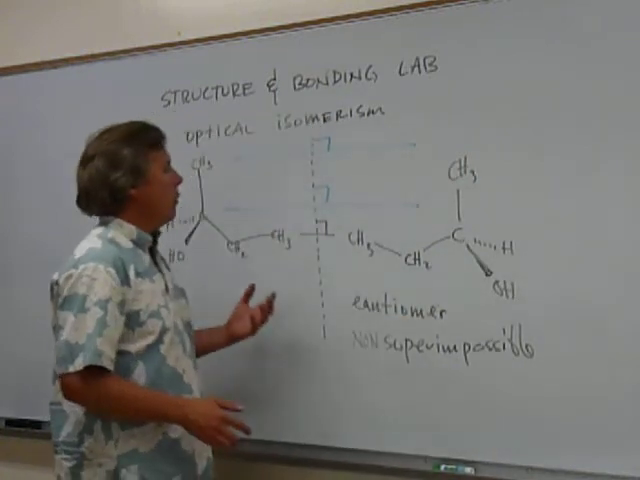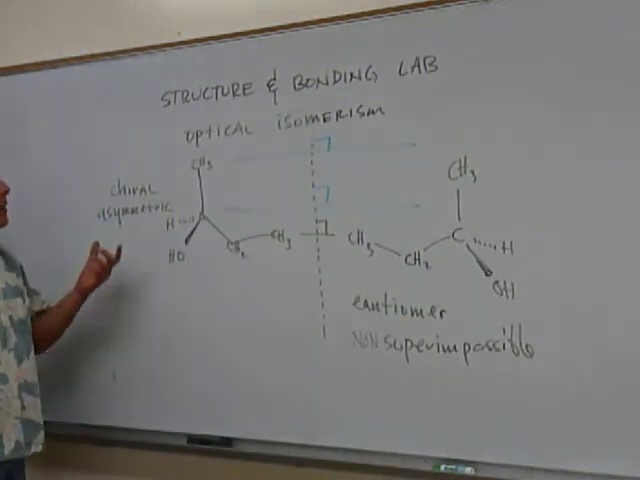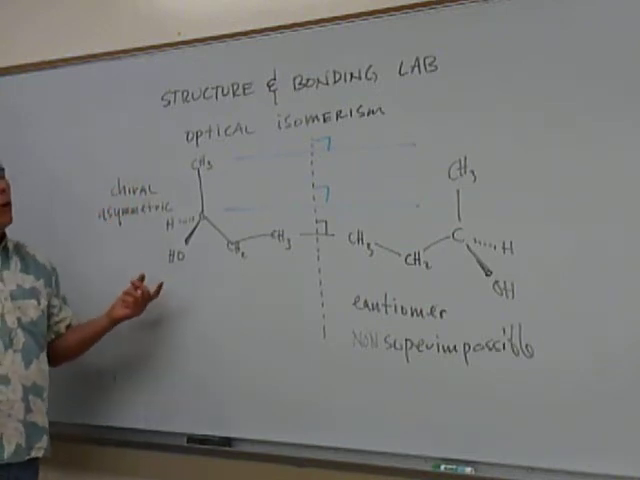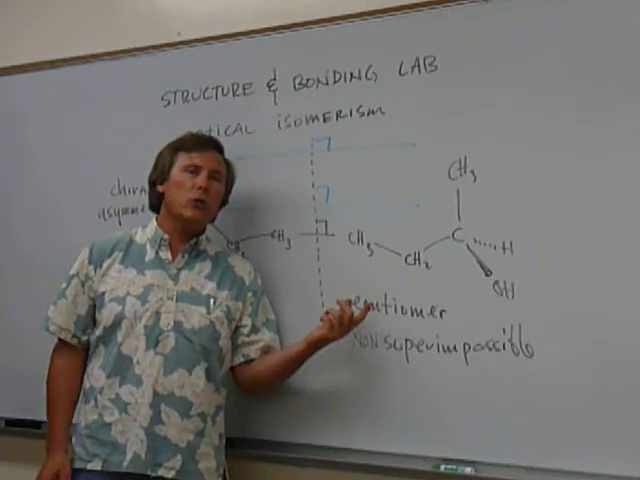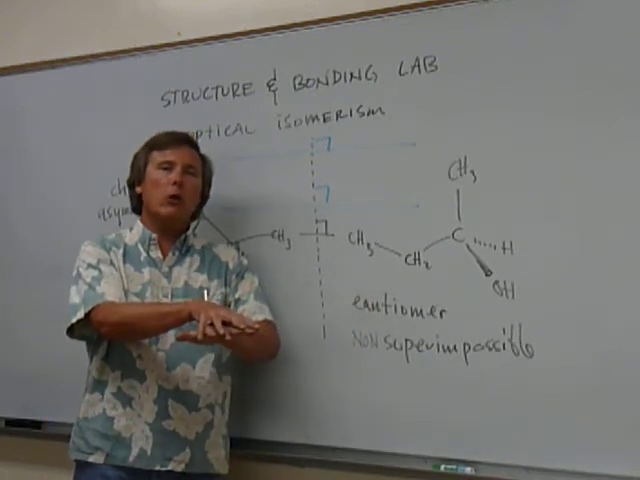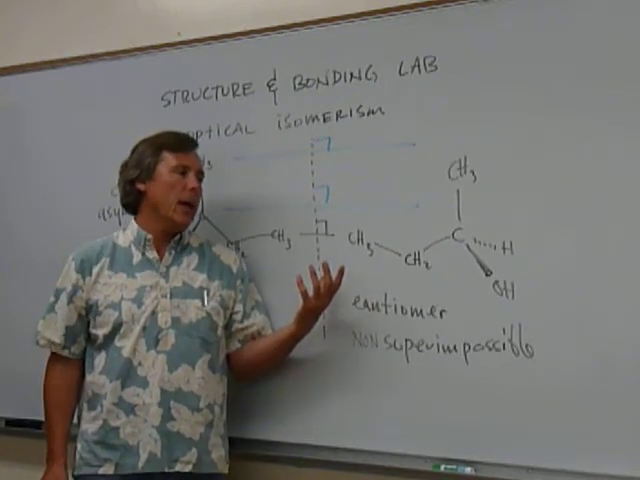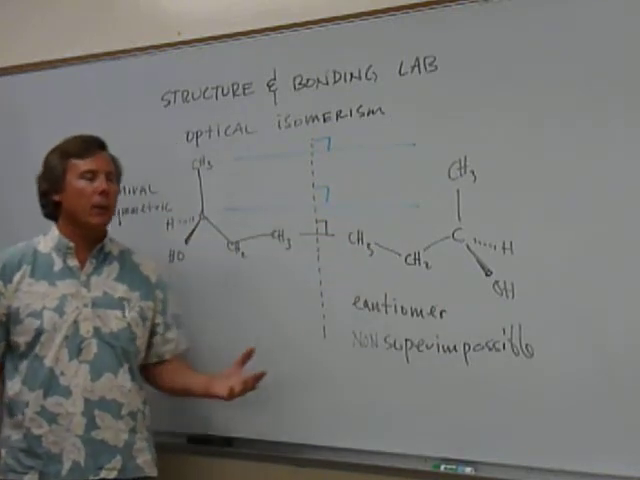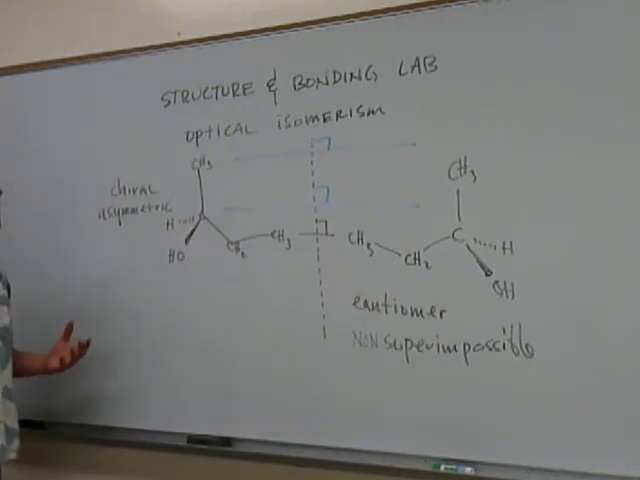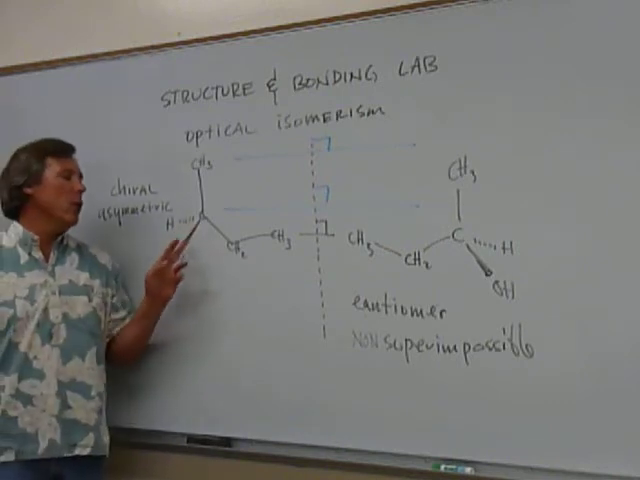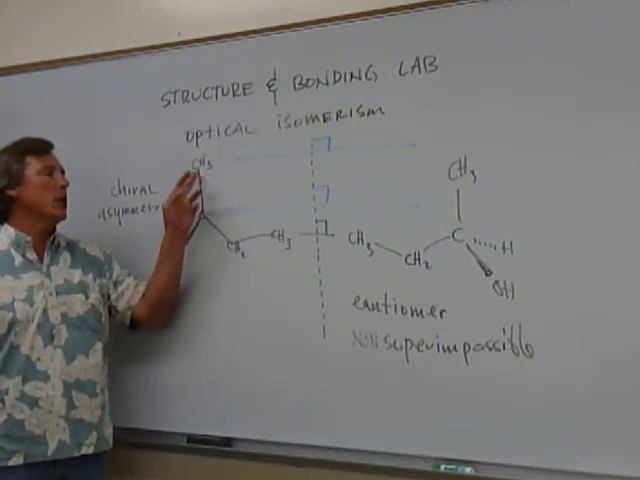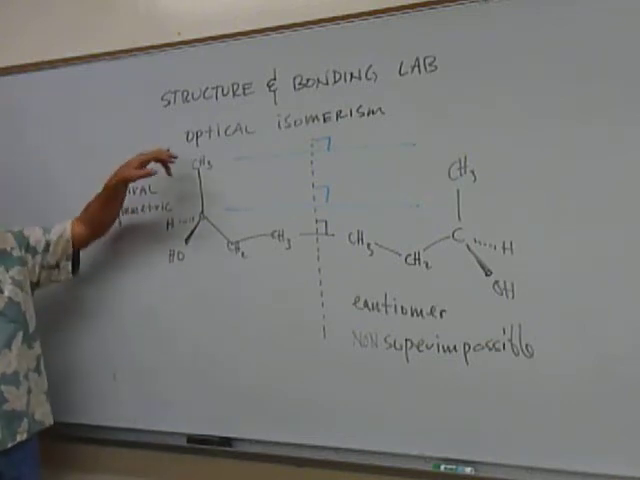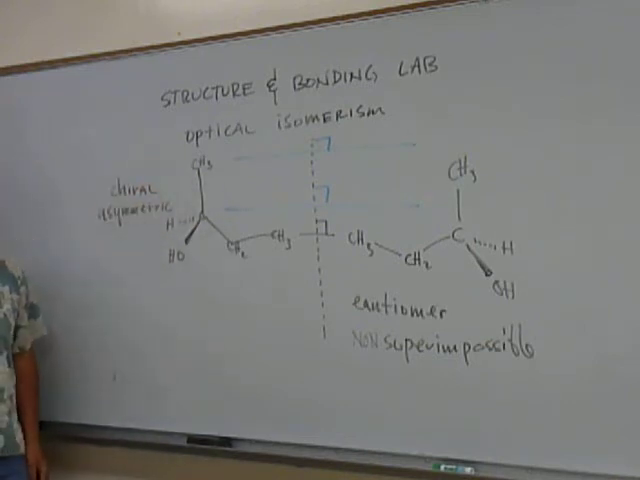So here we have a situation where chiral asymmetric molecules will produce a non-superimposable mirror image of each other. And later this semester we'll have a whole chapter on this concept. But for now, you just want to recognize that a carbon with 4 different groups attached is considered to be asymmetric and chiral, and shows an idea called optical isomerism.